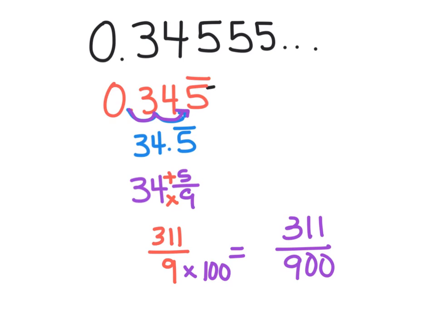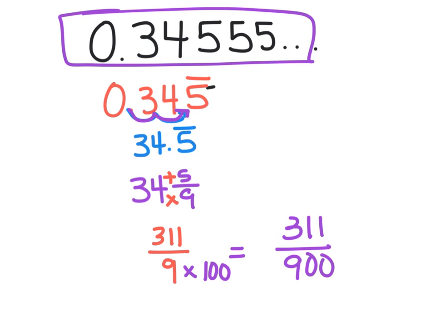Let's test that out. Grab your calculator and let's do 311 divided by 900. It ends up being exactly what the starting problem said. So my answer for that fraction is 311 over 900.